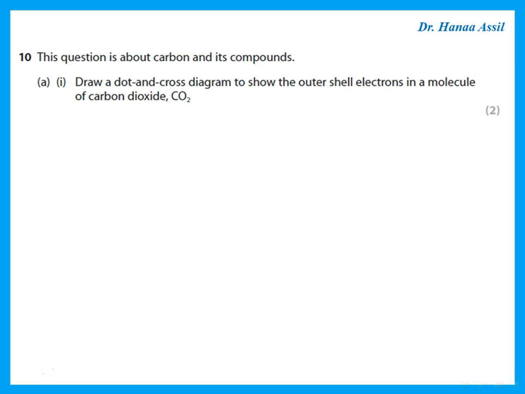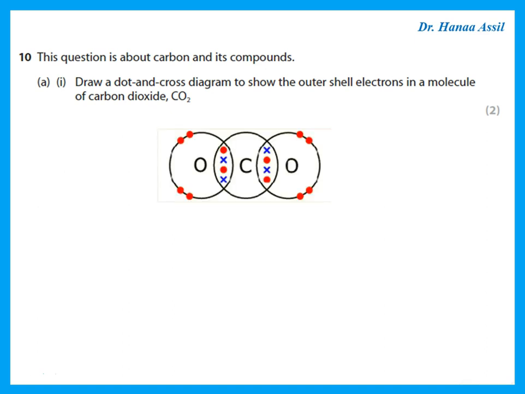This question is about carbon and its compounds, and he's saying draw a dot and cross diagram to show the outer shell electrons in a molecule of carbon dioxide. How do we draw dot and cross of carbon dioxide? Well, you should know oxygen has 6 electrons in its outer shell. It's in group 6. So it needs 2 from the carbon. So it's going to give 2 to the carbon and take 2 from the carbon. So they're going to share 2 pairs of electrons.